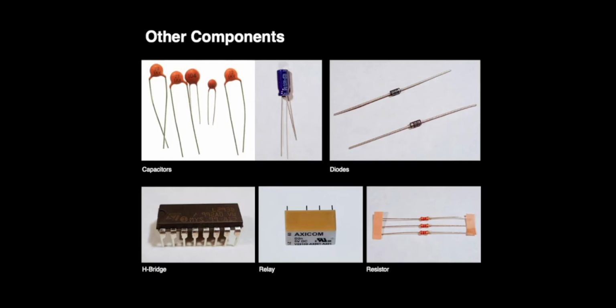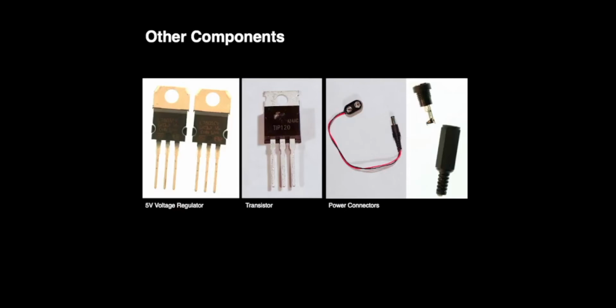And then resistors, we're going to talk a little bit about them in a minute, but resistors help you change the amount of current that's flowing through your circuit so you don't overpower any components that are attached to it. Then there's also 5-volt voltage regulators, which take the voltage that's coming into it and then output a 5-volt voltage. There's transistors, there's power connectors, etc.